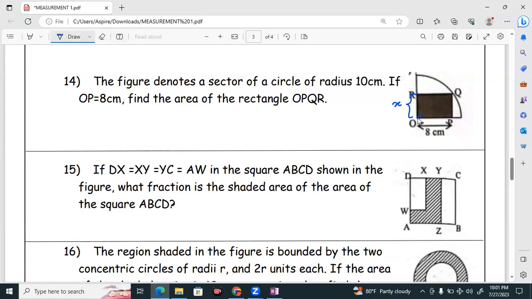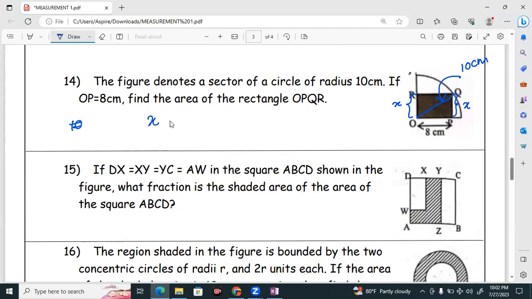Okay, look here. OQ is what? In the sector, what is OQ? Tell me. Radius. OQ is the radius. Then they have given the radius as 10 centimeters. Then by the Pythagorean theorem, we are going to find the length. OR means the same length.